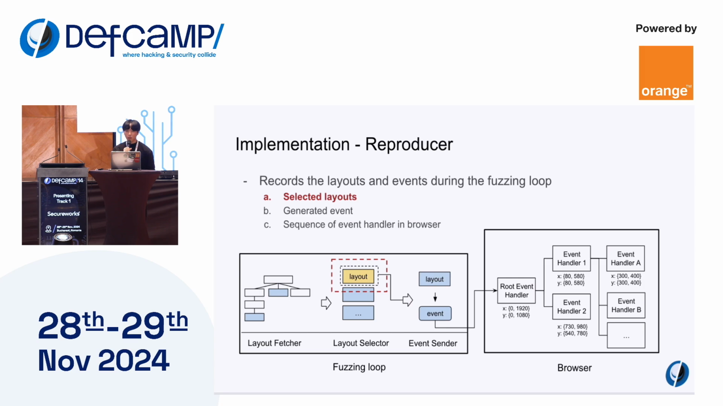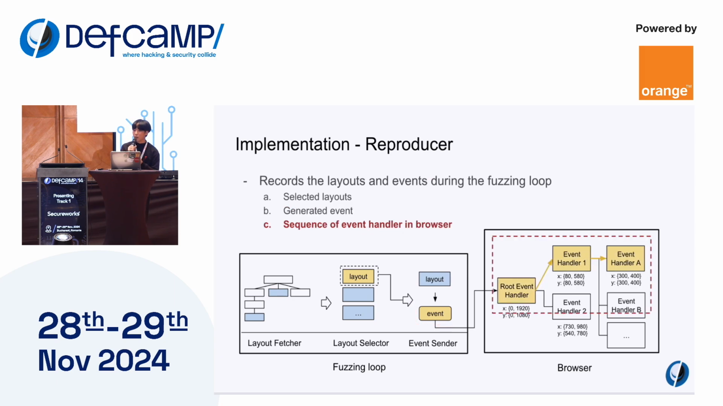So we record three pieces of information in the fuzzing loop: the selected layout, the generated event, and the sequence of the event handlers in the browser. Let's start with the selected layout. It literally means the layout we selected with the layout guiding approach in the fuzzing loop. And the generated event is the event we sent in the fuzzing loop.